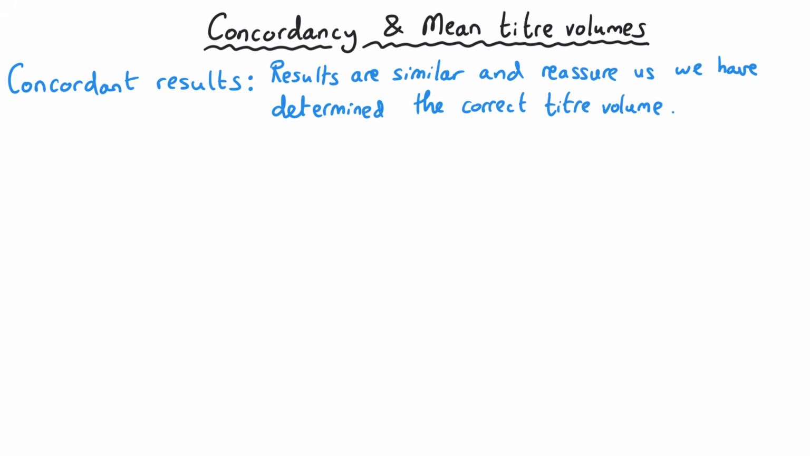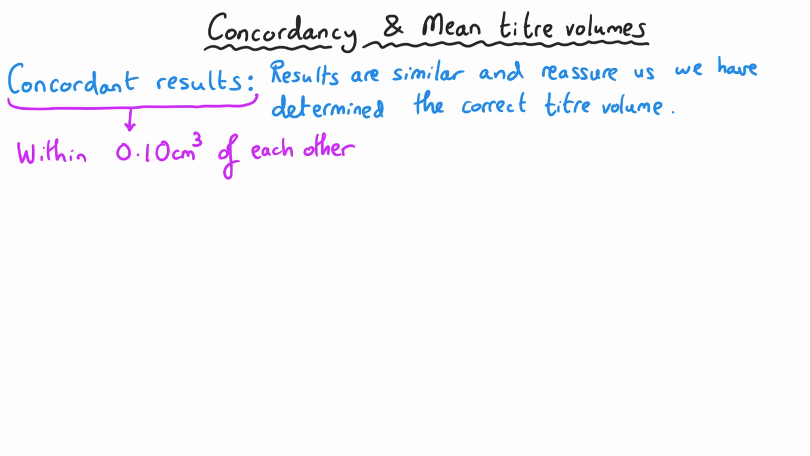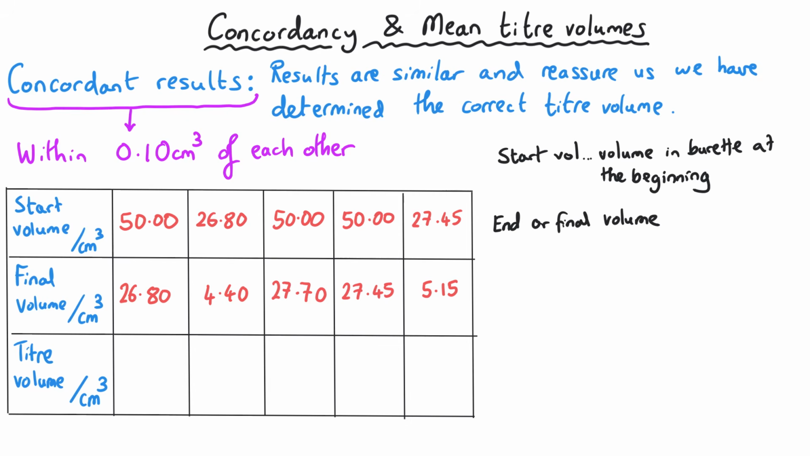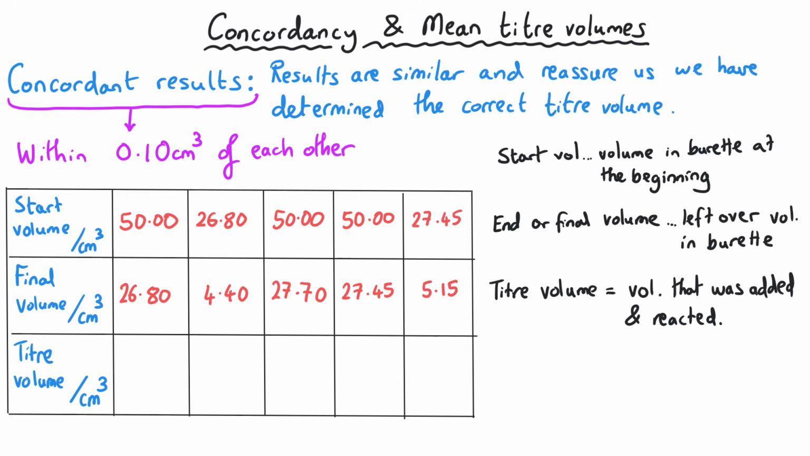Typically, concordant results are taken to be those results that are within 0.10 cubic centimetres of each other. So if we take a look at this titration results table that I've drawn here, you can see that we've got 3 rows. We've got the starting volume, so that's the volume of liquid that was in the burette before we began. Then we've got the end volume, so that's what the reading went down to. And then we've got a row for titre volumes.